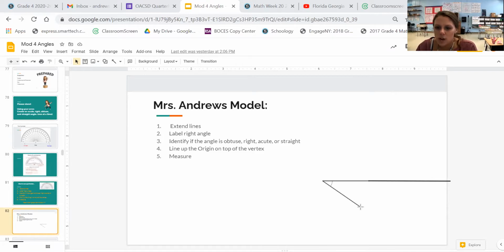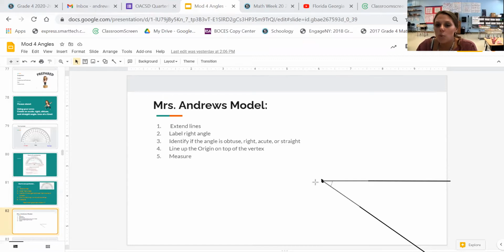No, so I want to make sure I'm following the line of the angle, okay? My next step, label the right angle. Now, we have to find our vertex. Our vertex is where those two lines meet. So right here is my vertex, where those two rays meet.